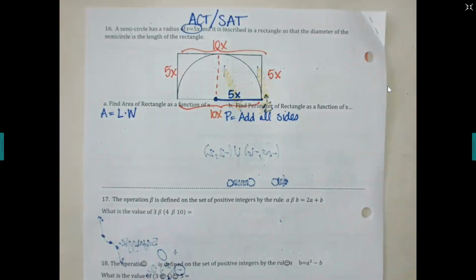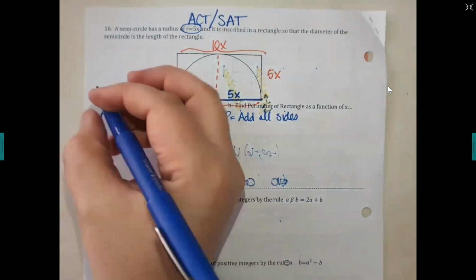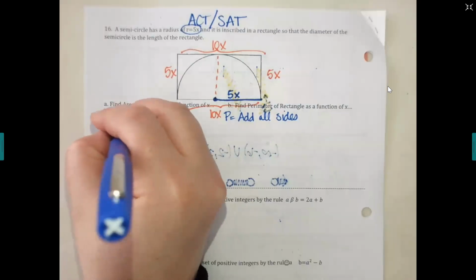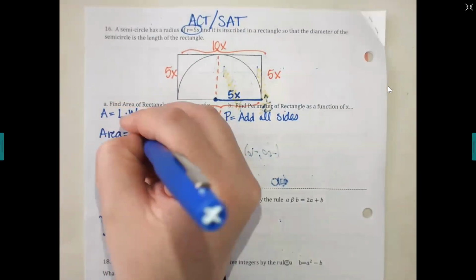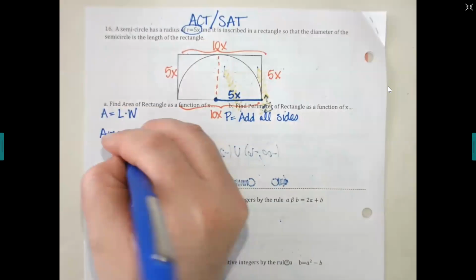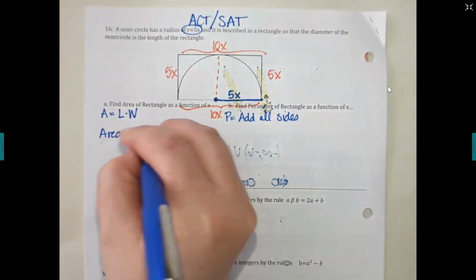All right, so now let's do our area first. Area of a rectangle is length times width. That would be 5x times 10x. What is 5x times 10x? Very good, that is correct. It'd be 50x squared.